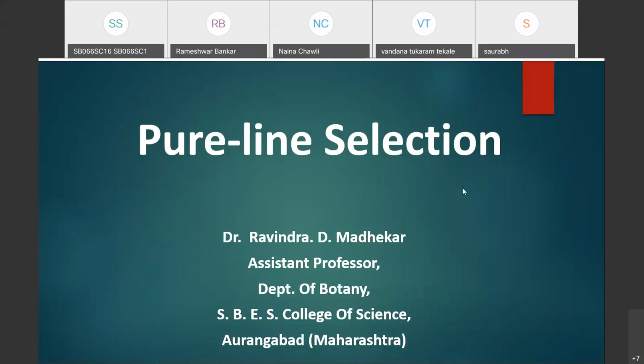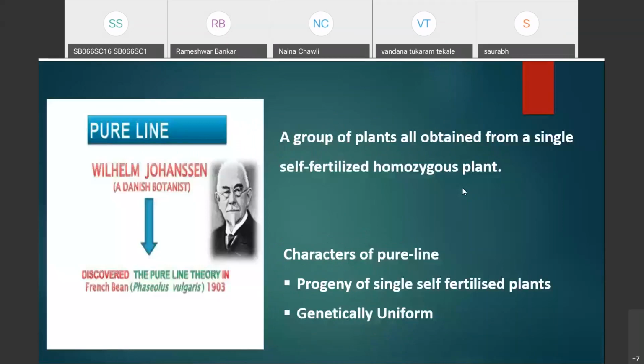Then, in today's lecture we are going to discuss the second method of artificial selection, and this is pure line selection. Today's lecture is pure line selection. Before going to pure line selection, you must understand the terminology pure line.